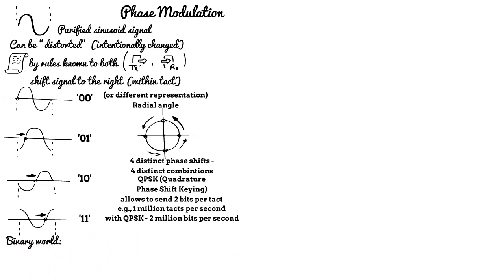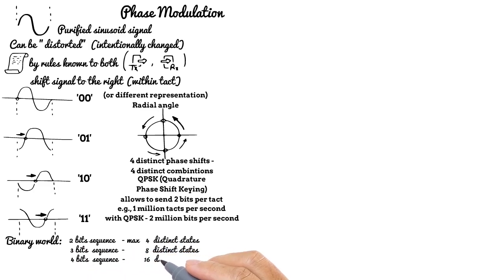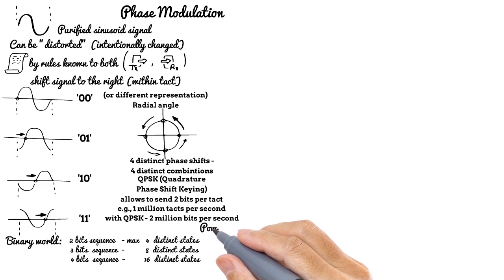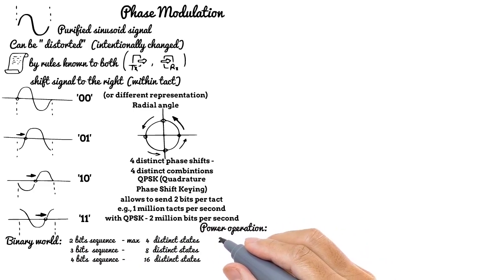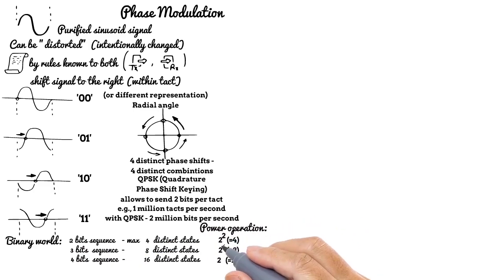In the binary world, we can have a max of 4 unique combinations of a 2-bit sequence. There is no 5th 2-bit combination available. 4 is the max. So it's enough to have 4 distinct states in our modulation to send 2 bits. Similarly, to send a 3-bit combination, 8 distinct states are required. For 4 bits, 16 states. All these examples show that distinct states can be calculated as 2 to the power of the number of bits to be sent per tact. Why did I mention the mathematical operation power?